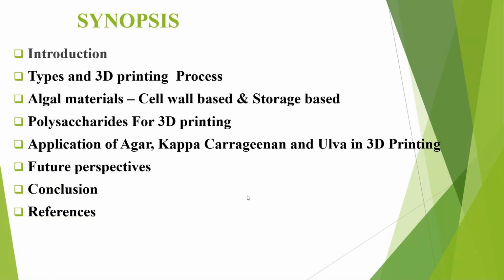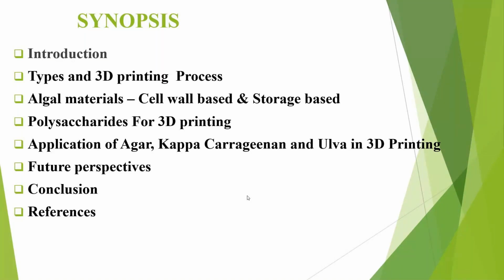And how the polysaccharides may be used for 3D printing. Among the polysaccharides, we have chosen agar, kappa-carrageenan, and ulvan, which is a predominant type of polysaccharide available in three different types of algae, and then the future perspective and conclusions.